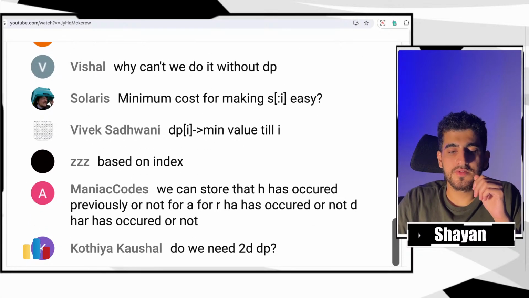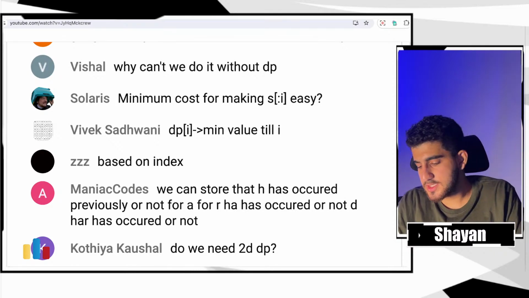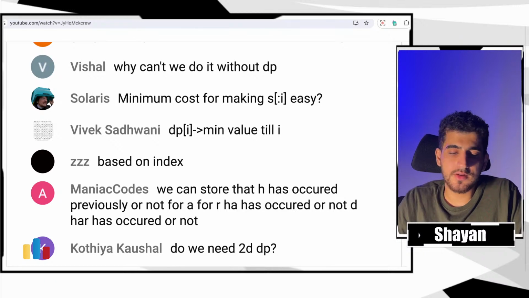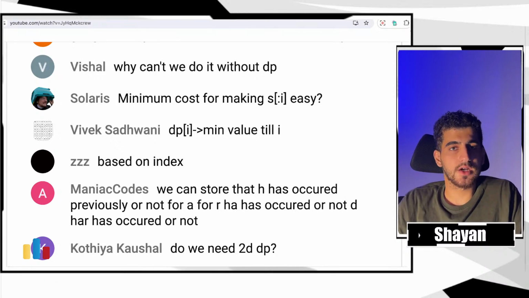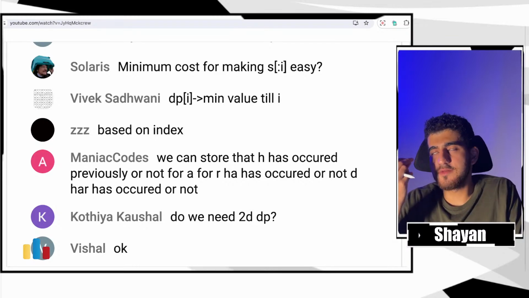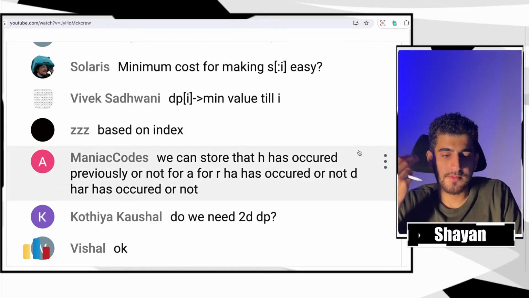Why can't we do it without DP? I'm not saying that we can or we can't do it without DP. We're just trying to use DP to solve this problem. You can try to also solve it without using DP. That's completely okay. But we are just seeing this problem, and we want to see, if we want to define some subproblems, how would that be?